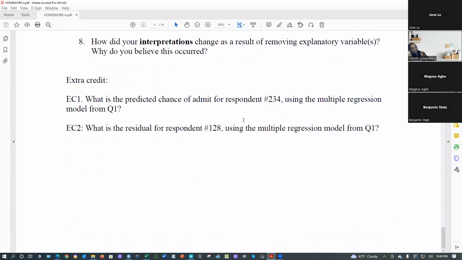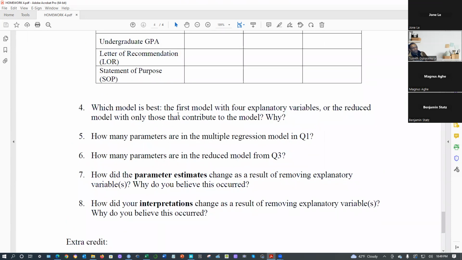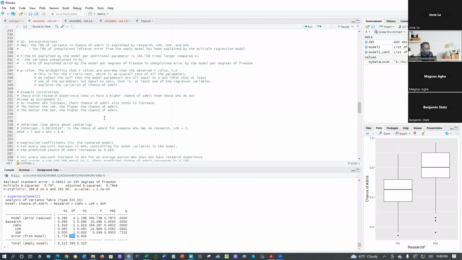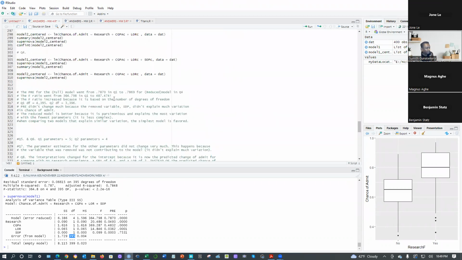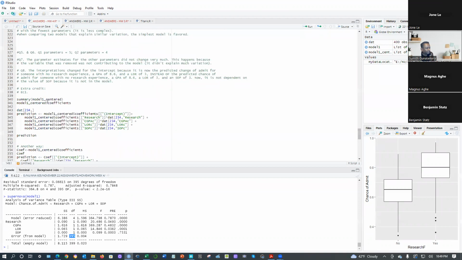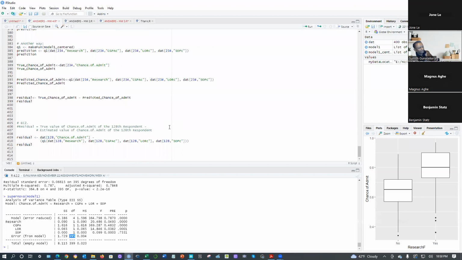The interesting part is how we keep doing this. Which model is the best model? The first model with the four explanatory variables, or the reduced model with only those that contribute to the model? How many parameters are in the multiple regression? How many parameters in the reduced model? You know that discussion, we already did that one. How did the parameter estimates change as a result of removing an explanatory variable? Why do you believe this or that? How did your interpretation change as a result? So I think we're going to talk about that one in detail later on. Then for extra credit, we can take the coefficients, go to that particular person, do the prediction, and continue the discussion.